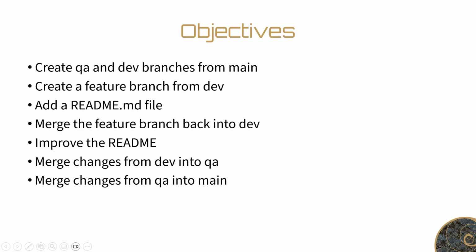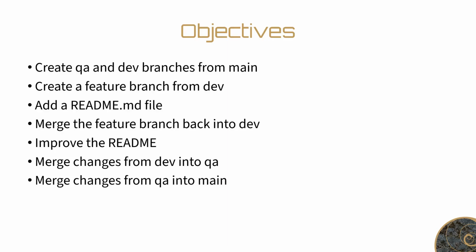So our objective for this tutorial will be to create QA and dev branches from the main branch, and create a feature branch. We're going to add a README file just as something to add. Then we're going to merge that back into the dev branch. We're going to then make another change to our README and merge that again into dev, and then we're going to merge dev into QA and then QA into main to kind of simulate the whole development process with branching and merging.